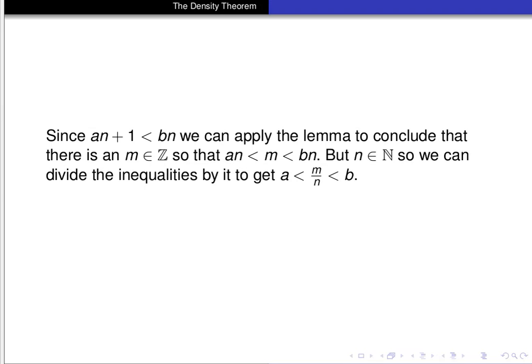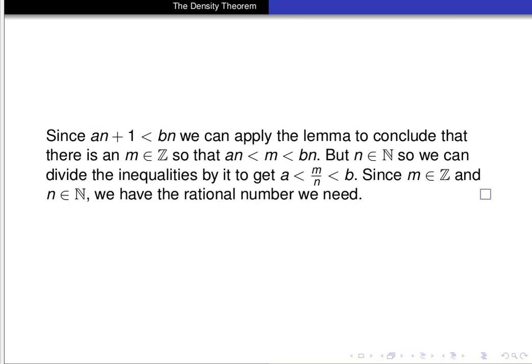All right? And we carefully chose m and n. In particular, we know that m is an integer and n is a natural number, so m over n fits our definition of rational number. And so we proved that between any two real numbers, a and b, we can find a rational number between them. And that concludes the proof of the density theorem. That means the rationals are dense in the reals. Thanks for listening.